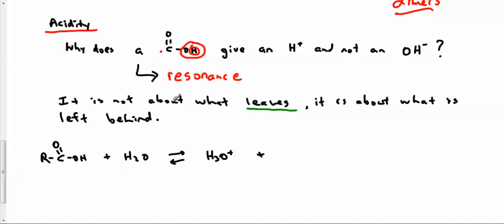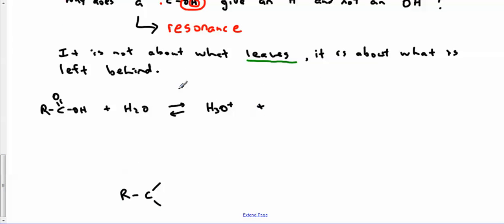It's not about what leaves the molecule, the H or the OH, it's what's left behind that is the key thing here. So here is a carboxylic acid, a general one, okay? And I reacted it with water because H plus ions, because this is an acid, this is coming off. They never just hang out by themselves if they're in water. They always join up with a water molecule to form H3O+. So this and this come together to make that, and I'm left with this thing.